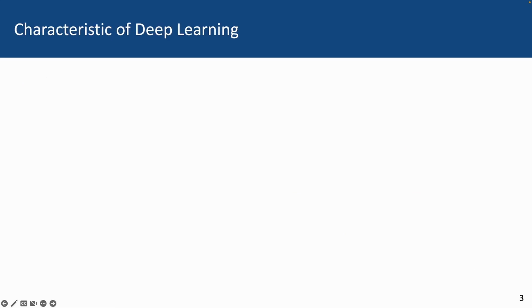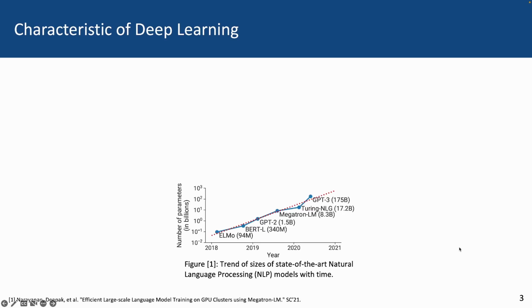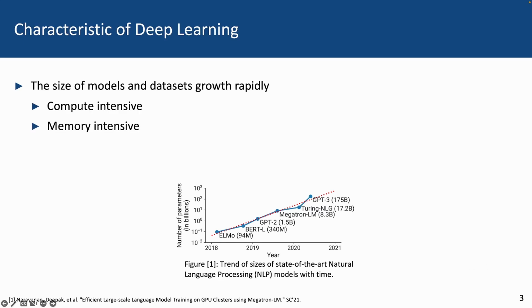Deep learning models typically have a large number of learnable parameters compared to other machine learning techniques, and the size has grown rapidly in recent years. As shown in the figure, we can see the size grows quickly from tens of millions of parameters to hundreds of billions of parameters. The growing size makes deep learning training a compute-intensive and memory-intensive task. The size of the training dataset also grows quickly. Thus, nowadays it can take years to train a reasonable model on a single accelerator.